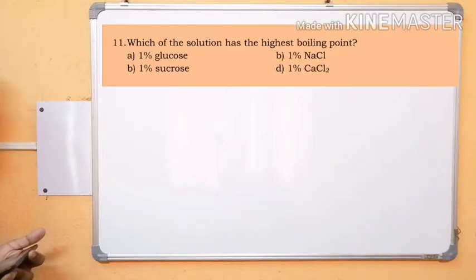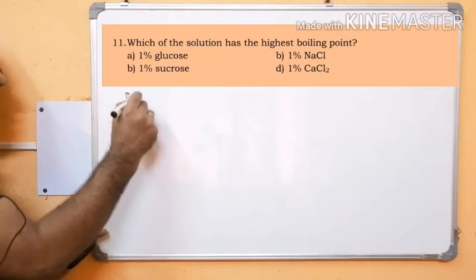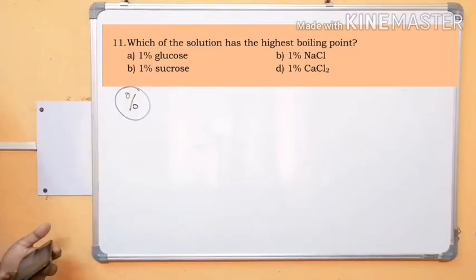Which of the following has the highest boiling point? 1% glucose, 1% sodium chloride, 1% sucrose, 1% calcium chloride. Now it's a difficult one. It's a difficult question because here the concentration is a percent solution.